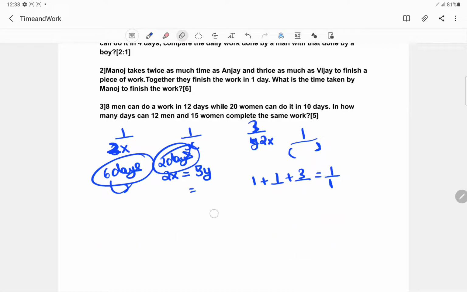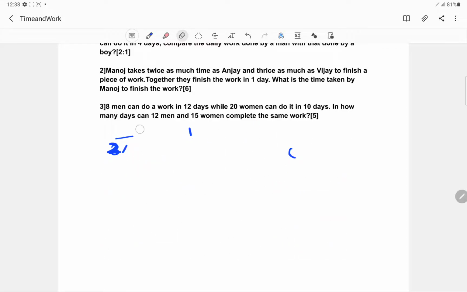Let's see the next question now. So this is given as: 8 men can do a work in 12 days, and 12 women can do it in 10 days. In how many days can 12 men and 15 women complete the same work? So just try and see this.